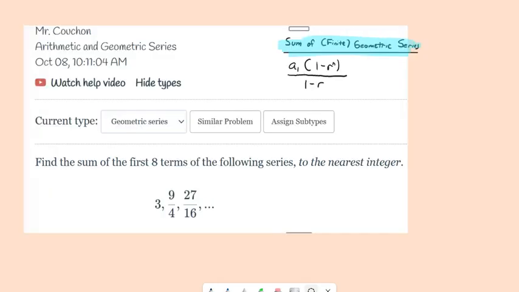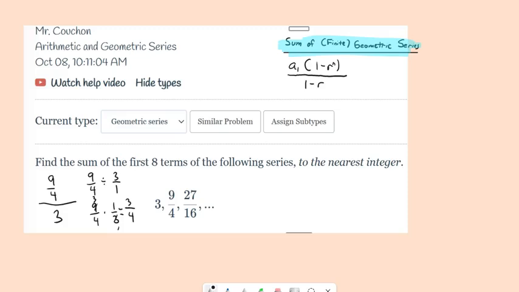Sometimes you'll get some problems that look a little tougher, and I wanted to do one of these. So we got 3, 9/4, 27/16. It's the same thing that we did before. We would divide a sub 2 by a sub 1, which would be 9/4 divided by 3. Okay, so what would that look like? 9/4 divided by 3 over 1 would be the same as 9/4 times 1/3. So in this case, we could cross reduce here. That would be 3/4. So that means that the ratio here is 3/4.